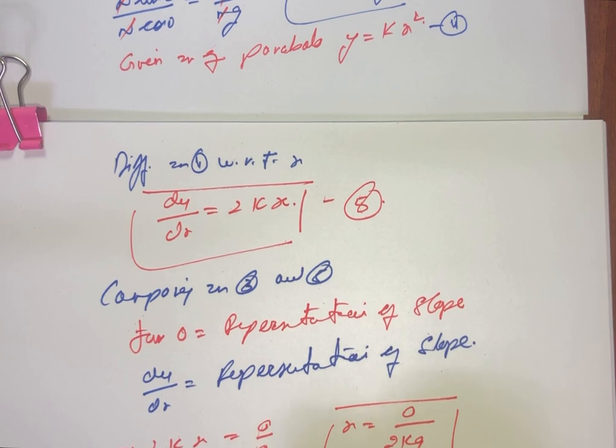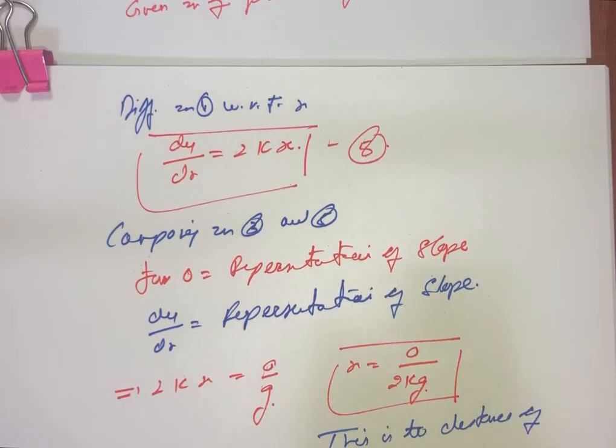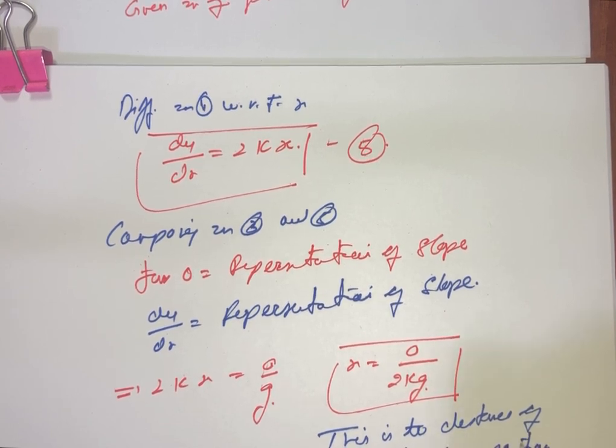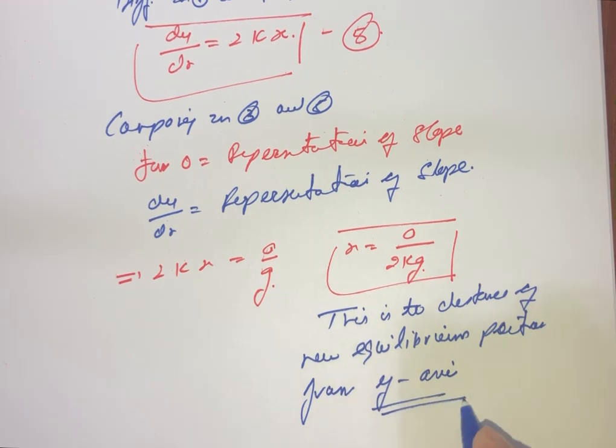So we can say this is the distance of the new equilibrium position from the y-axis. Okay, so this is the distance of the new equilibrium, rather from the y-axis.